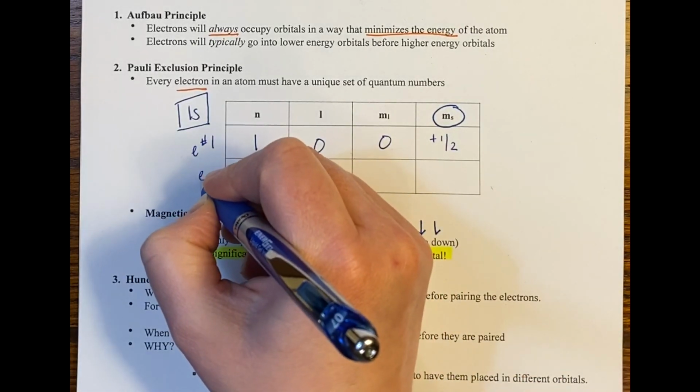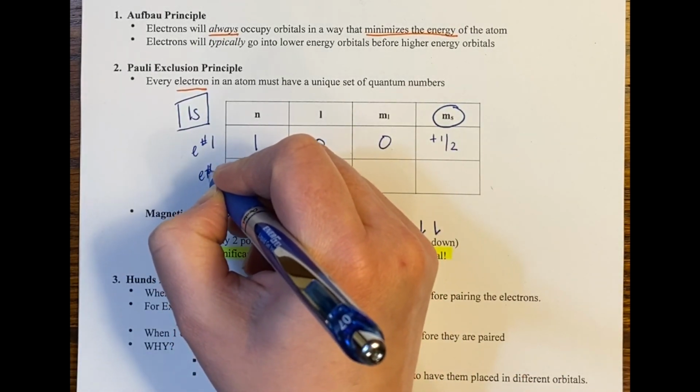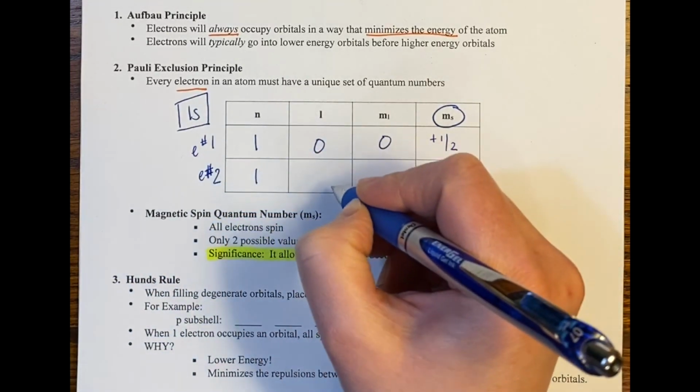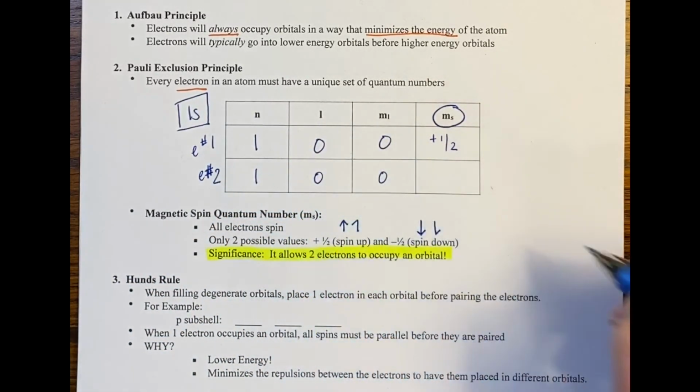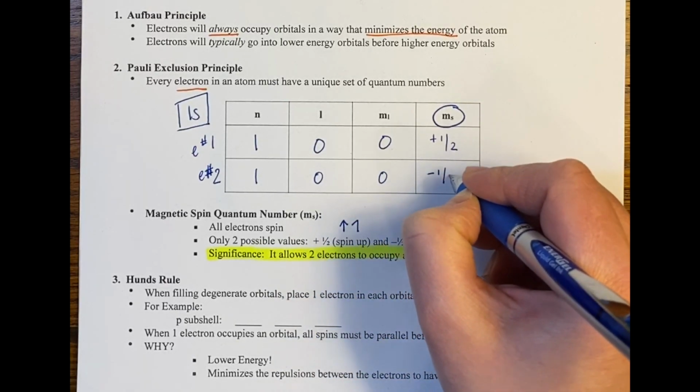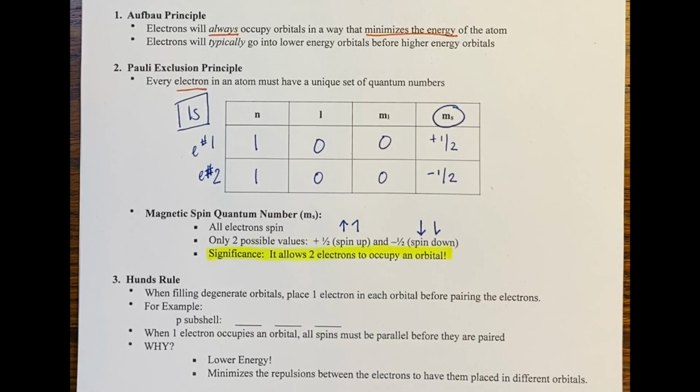Electron number 2 then has a value of n that is equal to 1, L that is equal to 0, m sub L that is equal to 0, and m sub s that is equal to -1/2. So that m sub s is our magnetic spin quantum number. There are only 2 values. An electron in an orbital can have either value of m sub s, such that when 2 electrons occupy an orbital, each electron will have a different value of m sub s.